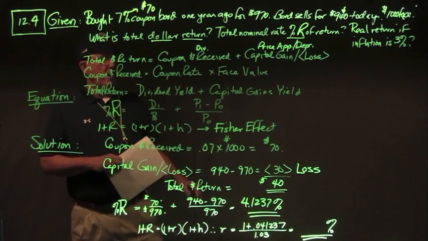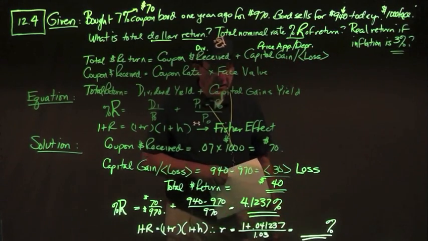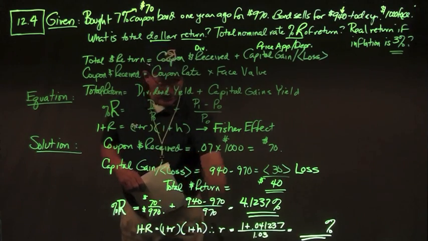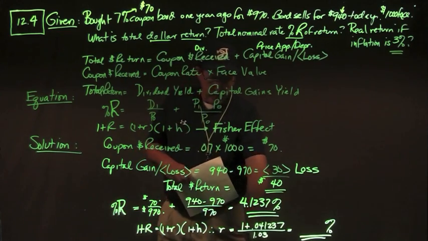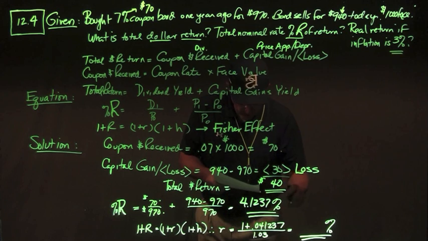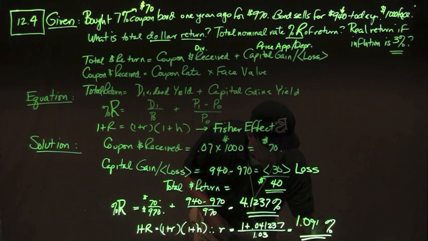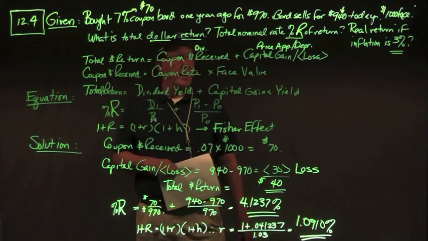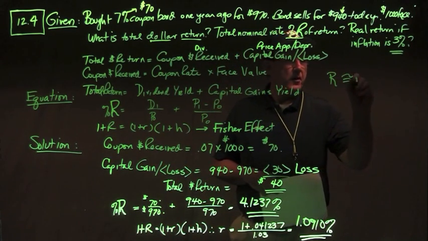Now, what is the real return if inflation is running at 3%? Does inflation weigh into that total return? 1 plus big R, so 1 plus 0.041237, divided by 1 plus H will give me my little r. And I'll get a real rate of return on this bond of 1.0910%. We knew that the answer should be about 1.1% using the approximate Fisher effect: big R equals approximately little r plus H.